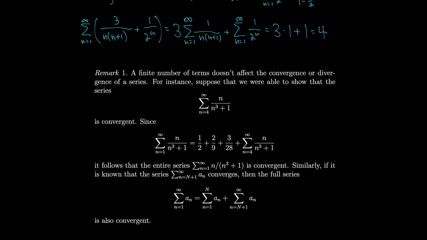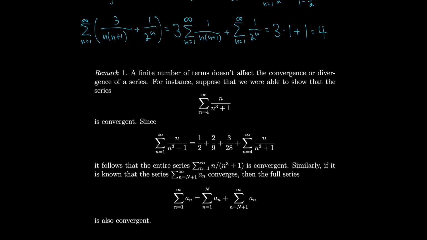So over here for this series, let's say you knew that starting at 4 it converged. So you could just worry about this stuff later, and because this thing converges, this entire series must converge. There's no way that adding a finite number of terms to any series could cause a series to suddenly explode off to infinity if it was converging to begin with.